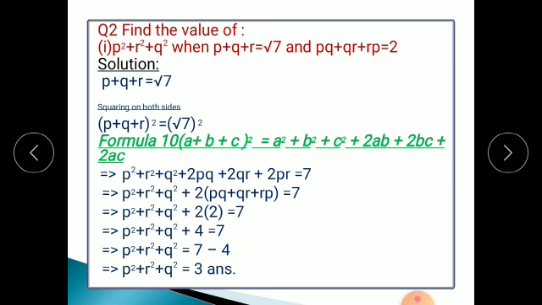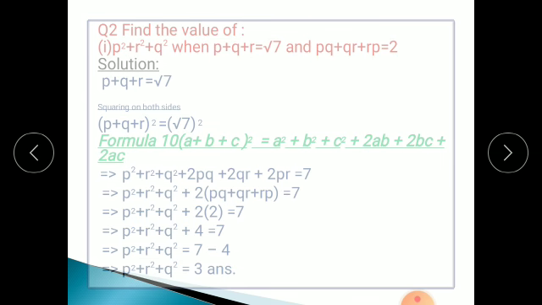Right, 2 2s are 4. In the next step, 2 2s are 4 equal to 7, and then move this plus 4 from the left hand side to the right hand side. It will be changed into negative 4, and then 7 minus 4 is 3. So this is our required answer.